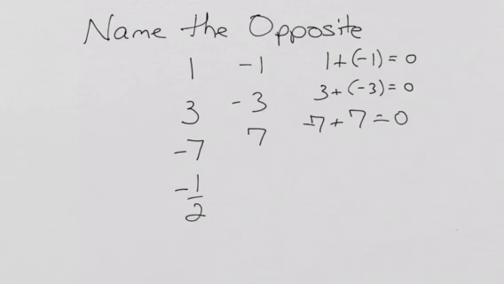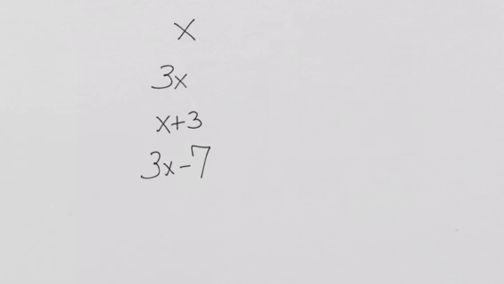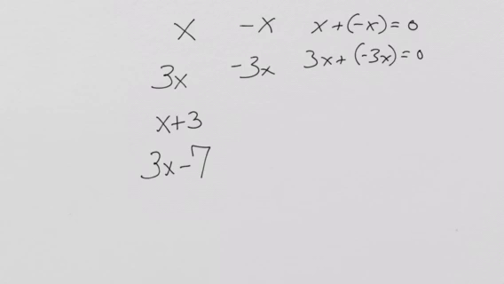Well, how about -1/2? Well, that'd be 1/2. -1/2 plus 1/2 equals 0. Starting to see a pattern here? Well, what about x? What will be the opposite of x, or -x? So x plus -x equals 0. What about 3x? Well, it'd be -3x. 3x plus -3x equals 0.